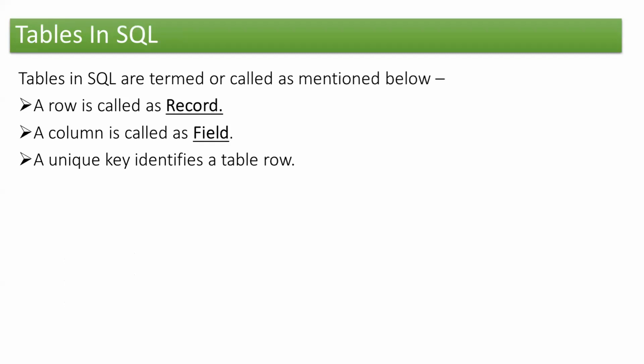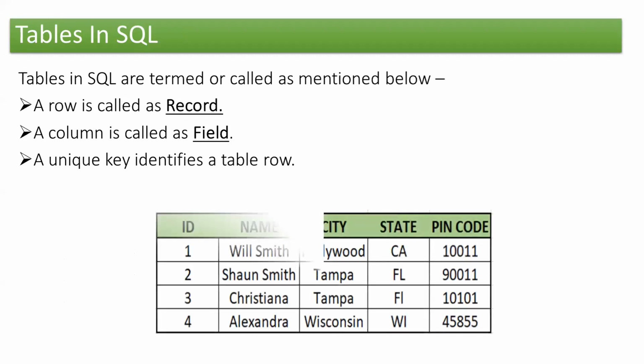Next is tables in SQL. Tables in SQL are termed as records and fields, towards the row and column, and a unique key identifies the table row. How? Giving an example here where I have data from 1 to 4 in rows and columns.